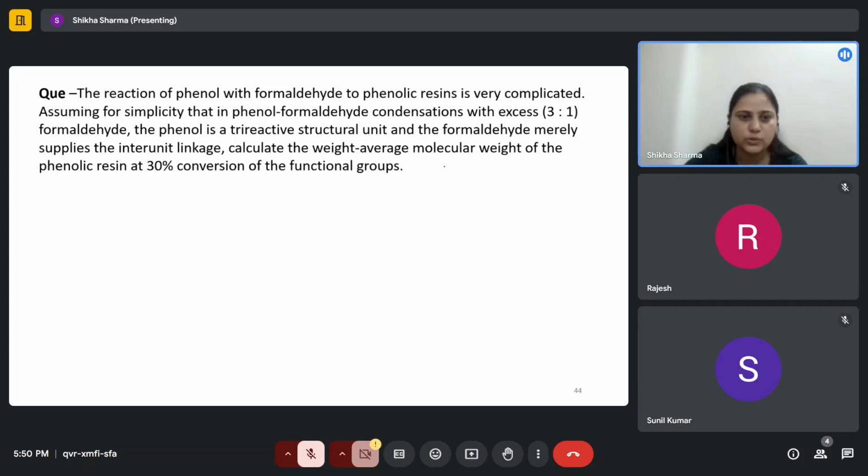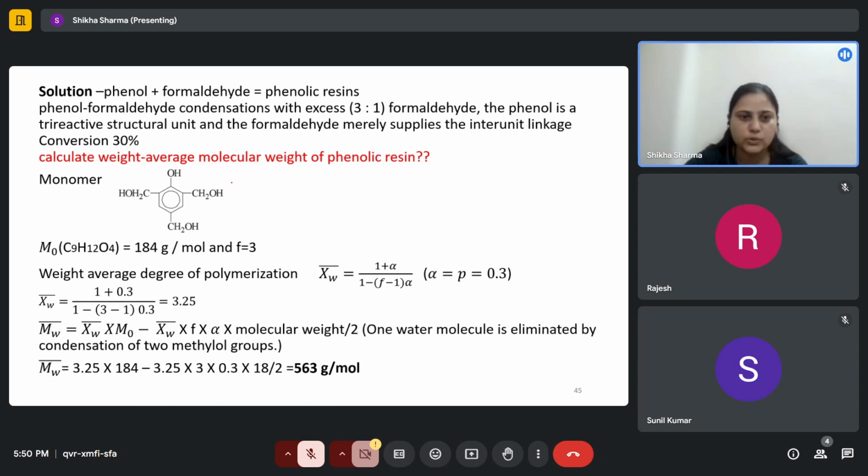So the reaction of the phenol with the formaldehyde. We have the phenol and formaldehyde, and they are reacting and forming phenolic resins, right? It is saying that this is a condensation reaction, phenol formaldehyde condensation with excess formaldehyde, 3:1. The phenol is tri-reactive, so 3 is the functionality, and the formaldehyde merely supplies the inter-unit linkages. We need to calculate the weight average molecular weight at 30% conversion. So let's solve this question.